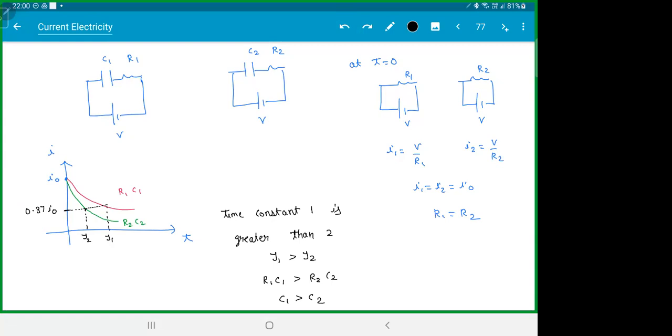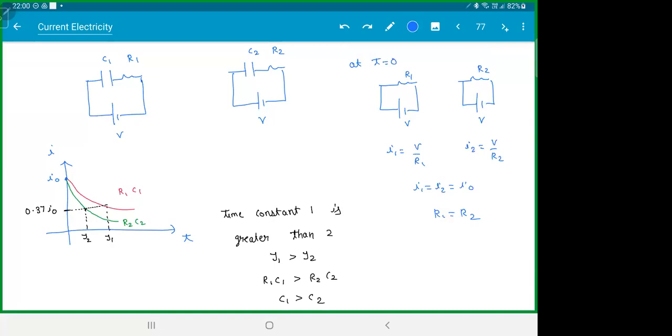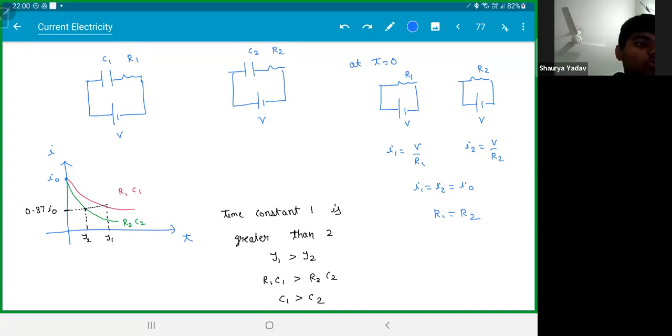All clear with this? This is about RC circuits. RC circuits is pretty important in current electricity. There's a pretty good weightage. And exactly similar things will again repeat in a chapter called EMI. There we do LR circuits. Do have a look at this. Clear? Next one.